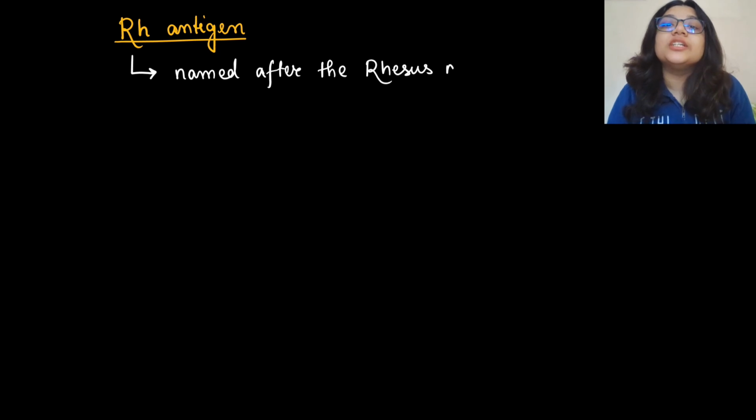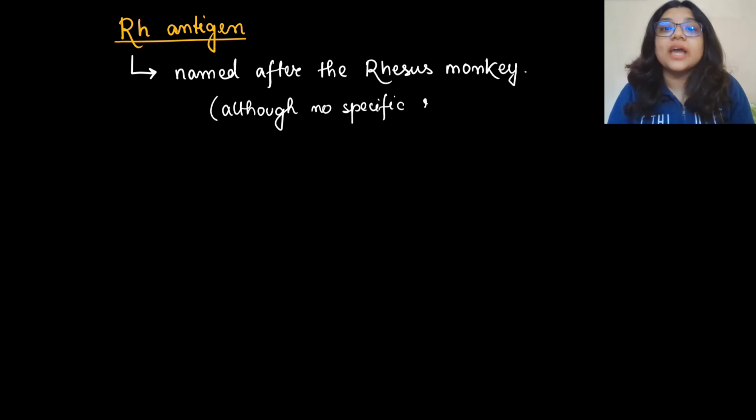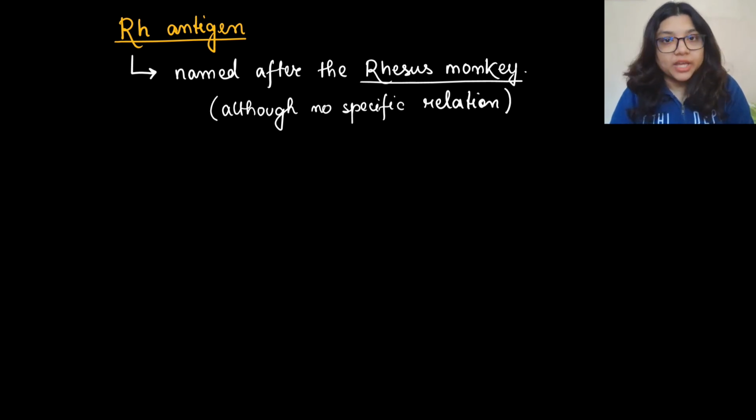Now let us get into another concept, that is about the RH antigen. What is this RH antigen? This is basically named after the rhesus monkey, although there is no specific relation with it currently. The RH comes from the rhesus monkey where it was first identified. So let us understand this.